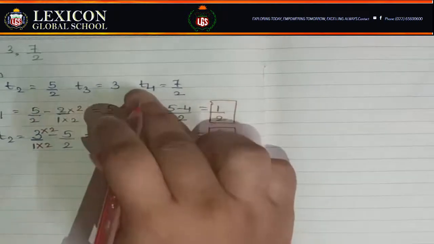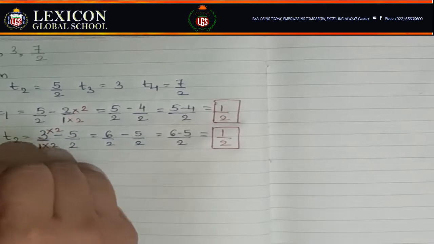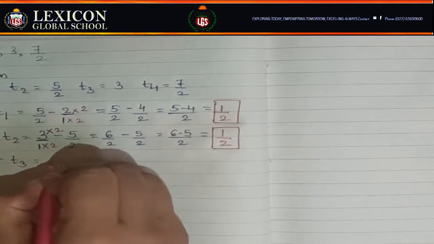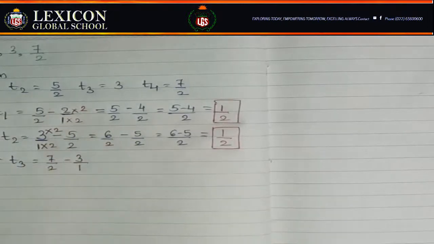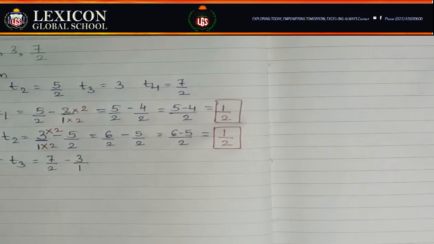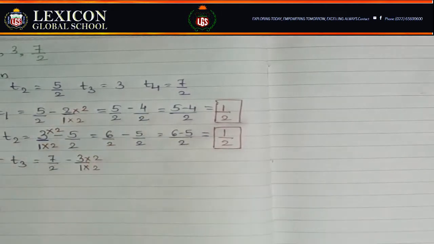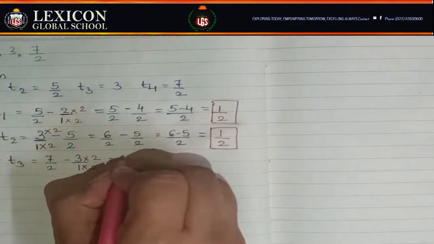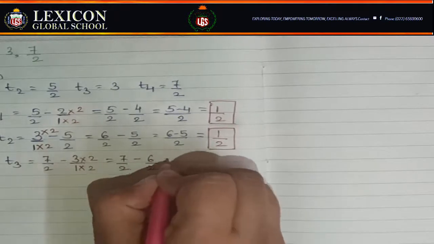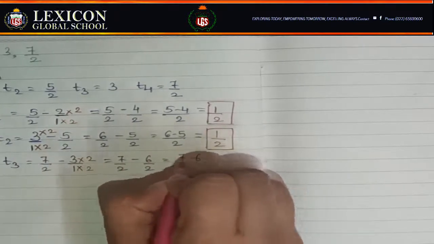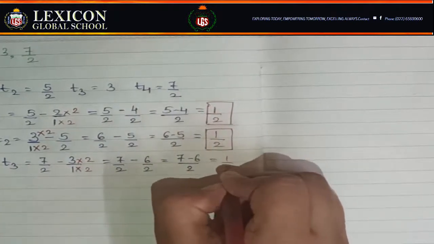Let's consider T4 minus T3. So T4 minus T3 is equal to 7 upon 2 minus 3. Over here, again 3 is having the denominator as 1. We take out the LCM by multiplying it by 2 into 2. So that gives me 7 upon 2 minus 3 2s are 6 upon 2. That means 7 minus 6 upon common denominator 2, which gives me again 1 upon 2.